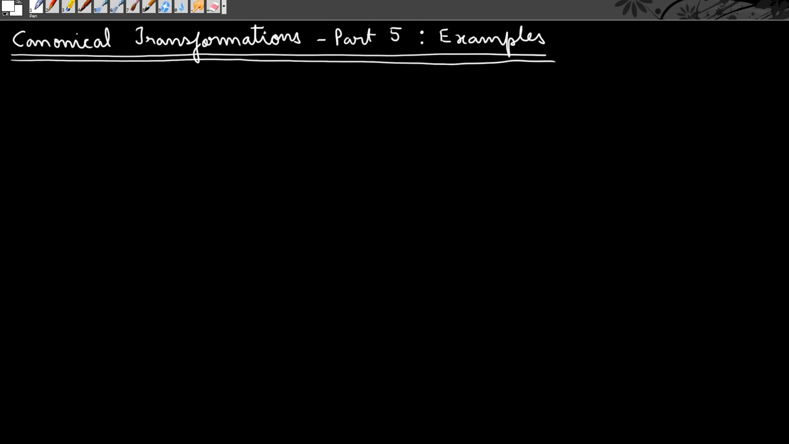This is the fifth video on canonical transformations, and in this video we are going to look at some examples on how we can use the different types of generating functions that we have studied so far in order to construct these canonical transformations. So let us begin and consider our first example.